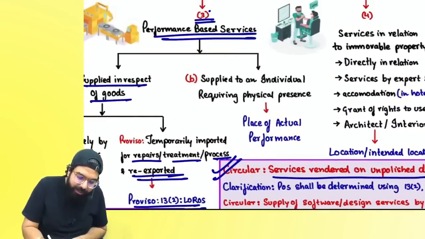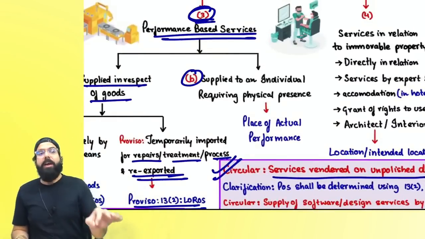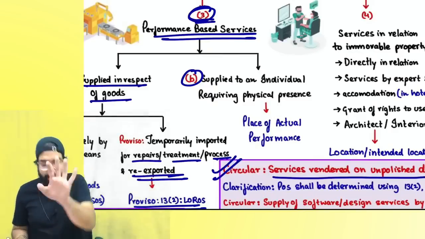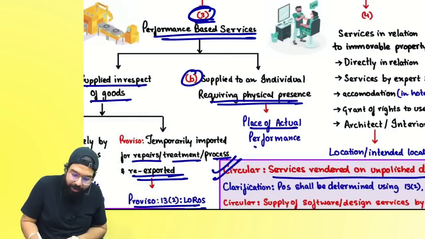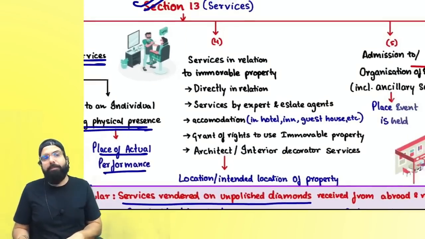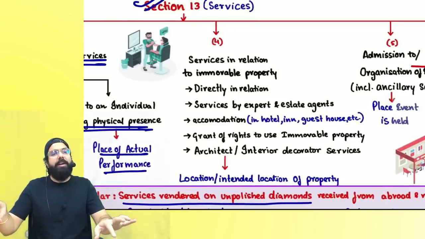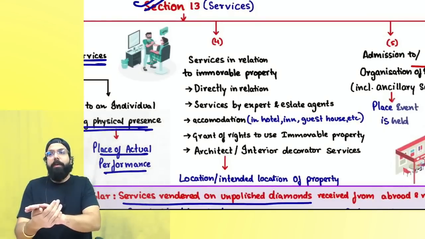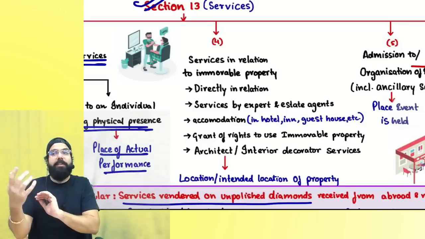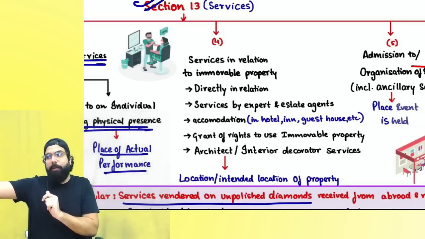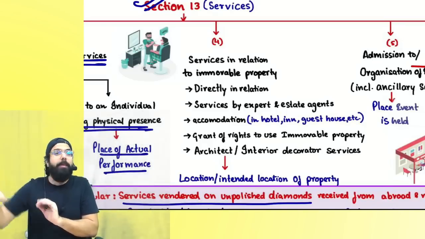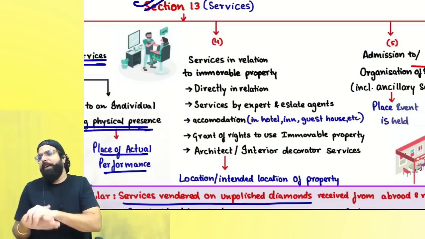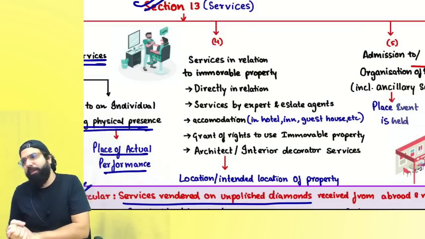The next one is section 13.3(b), which says whenever services are performed on an individual which requires his physical presence, it is always the place of actual performance which becomes the place of supply. Whether it is goods or an individual, the place of actual performance is the place of supply. But if something is done remotely in the case of goods, then where the goods were at the time of supply of service will be the place of supply. If goods have temporarily come into India for treatment, process or repair, then in that scenario it is always the general rule: location of recipient of service.